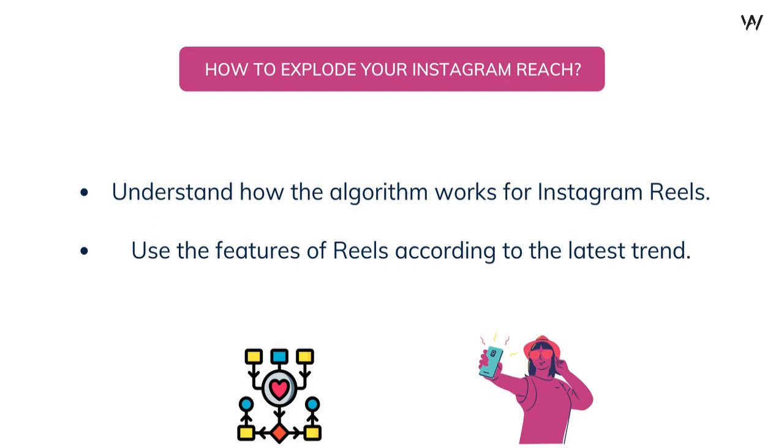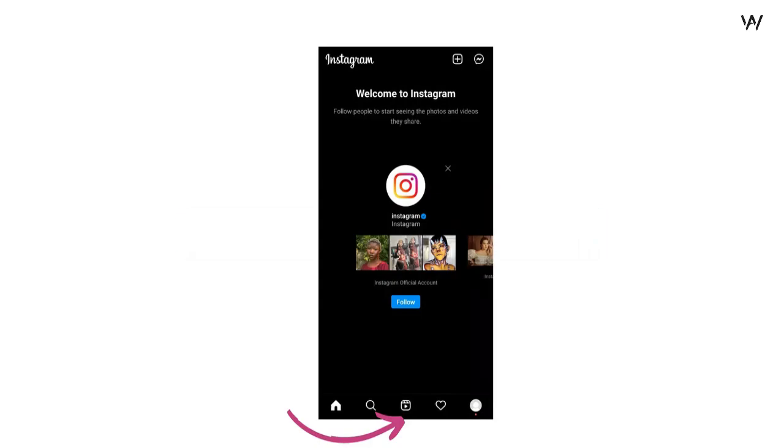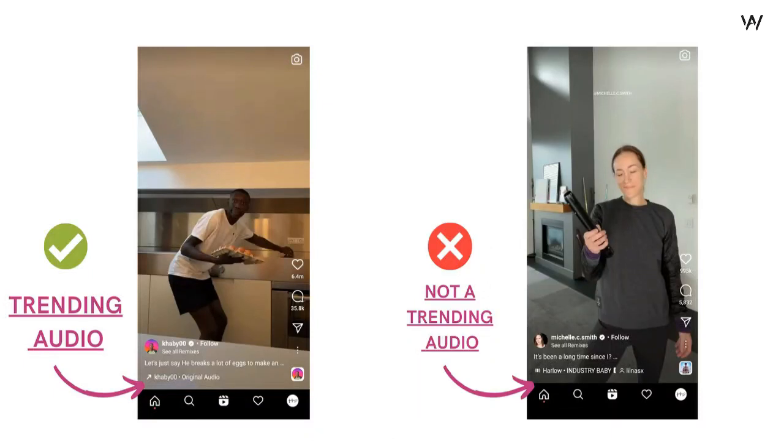Don't worry, when I say to use the latest trend of Instagram Reels, I usually focus on 2 things. The first thing is to use the trending songs or the trending audios in your Instagram Reels. Now I will show you how to find the trending audios. As you can see, open the Instagram app and click on the Reels tab at the bottom. Instagram shows an arrow next to the audio that is trending on Instagram Reels. On the right you can see that there is no arrow if the audio isn't trending. So when you go through Instagram Reels, just take note of the audios with an arrow mark next to them and use those audios for your Instagram Reels.